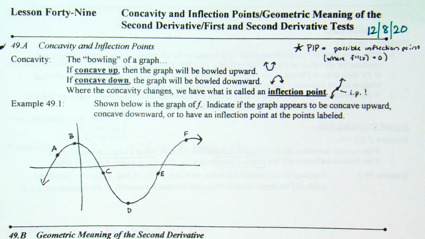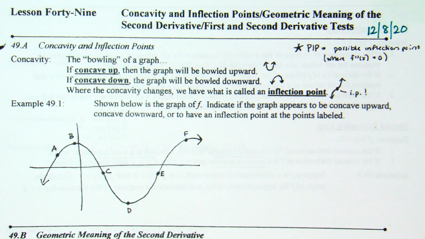Okay, lesson 49 is concavity and inflection points, geometric meaning of the second derivative, and the first and second derivative test. We have worked with first and second derivatives, but more with first derivatives, because there have been multiple times that I've started to talk about the graph's concavity and realized we haven't really talked about concave up versus concave down. So today we get to talk about that.